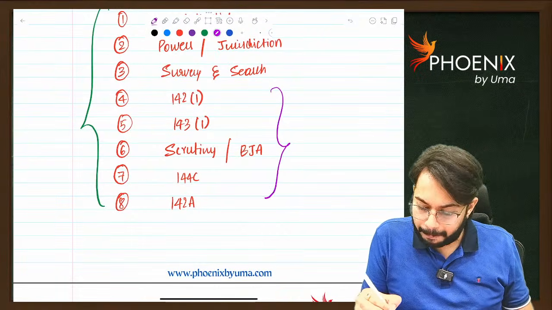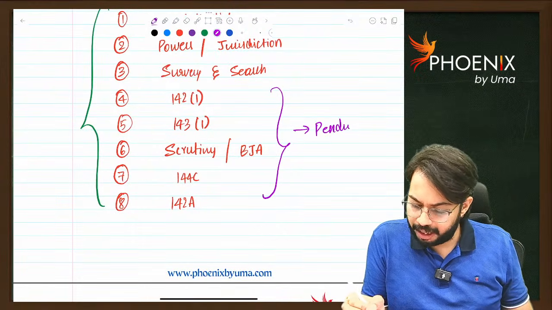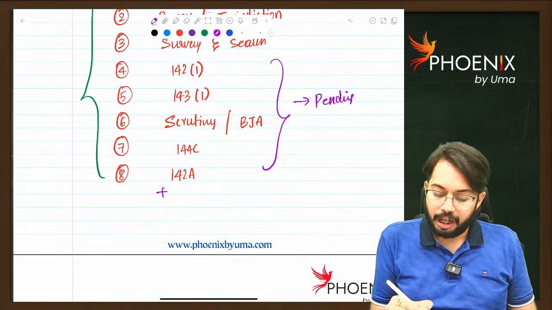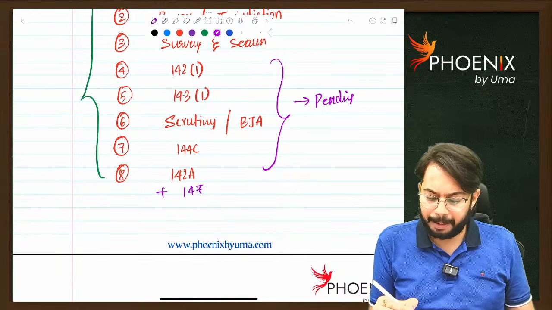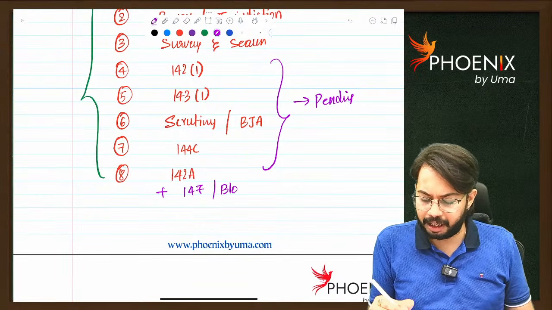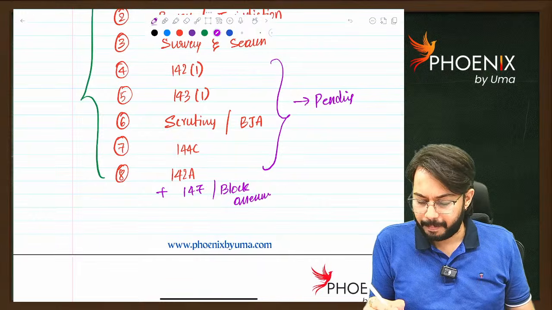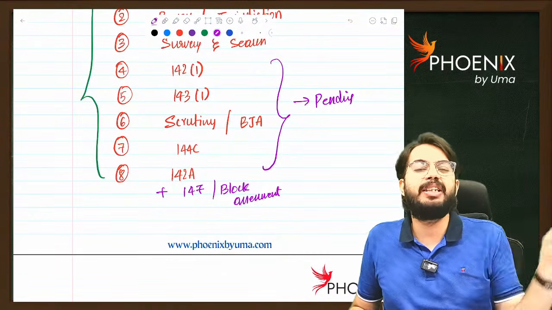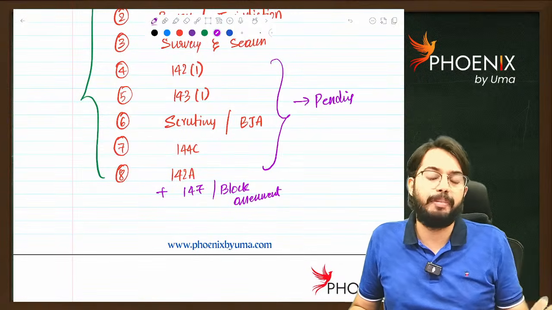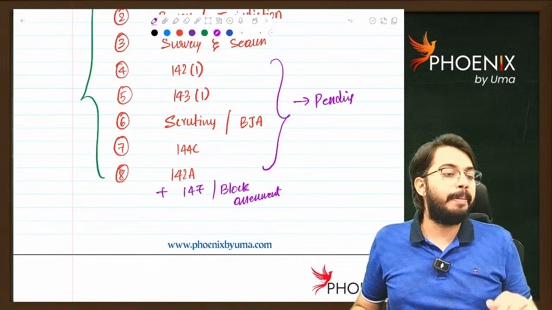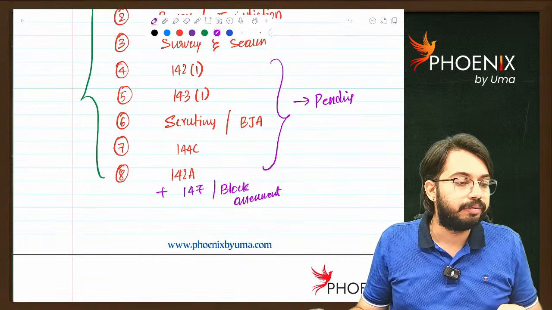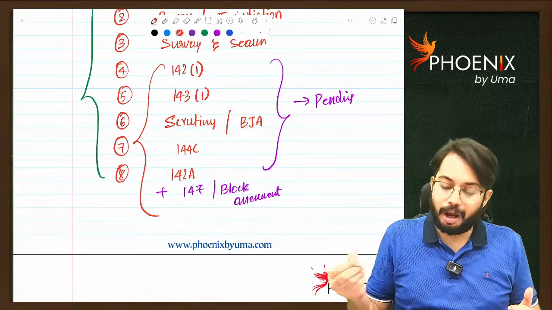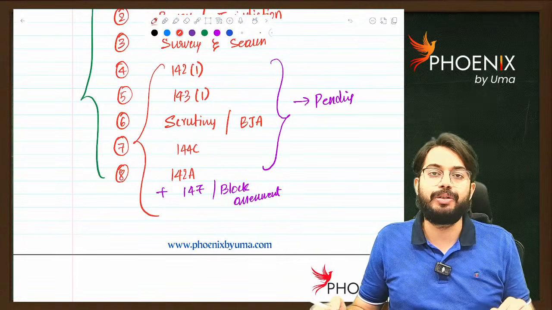So these concepts are pending: 142(1), 143(1), scrutiny, best judgment assessment, 144C, 142A. Additionally, 147 income escaping assessment, then block assessment, that is also pending. Along with these, I need to discuss appeals and revisions. Equalization levy is a small topic, a 10 to 15 minute topic. So shall I proceed further? Block assessment is 158. I will explain that also.